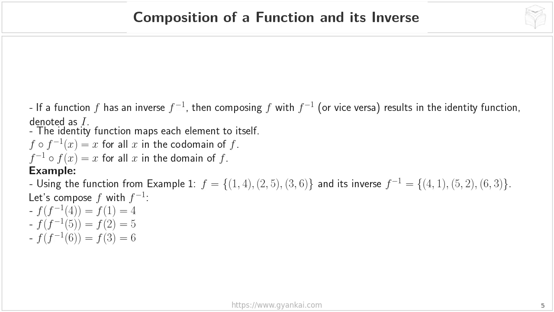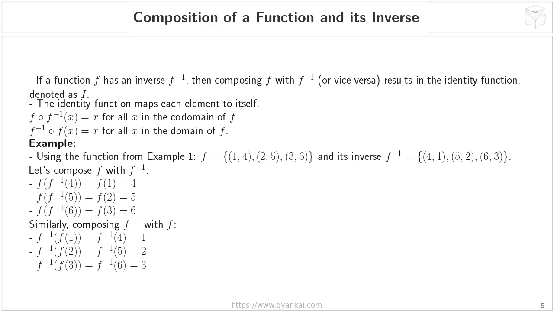Finally, f of f⁻¹ of 6. f⁻¹ of 6 is 3, and f of 3 is 6. So f of f⁻¹ of 6 equals 6. Notice how in each case we end up back with the original input. Now, let's do the same thing but compose f⁻¹ with f.